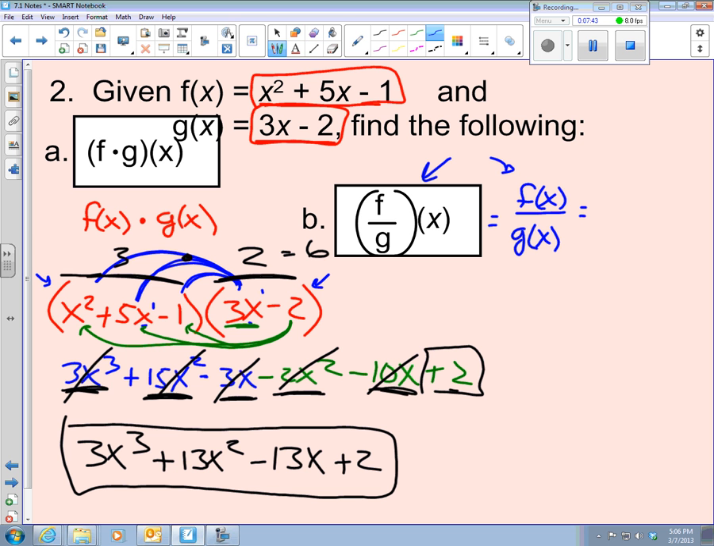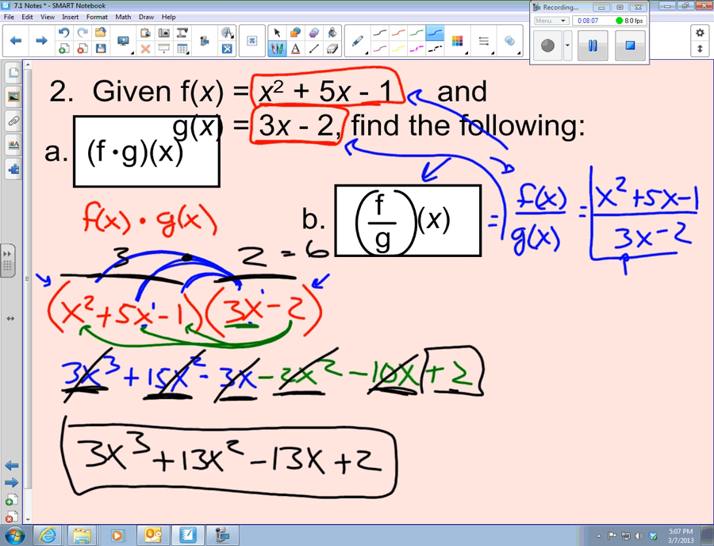Put the f of x function on top, the expression part of it. There it is. X squared plus 5x minus 1 all over g of x. And there that is, 3x minus 2. We can't use synthetic division even here because you have the 3 in front and it's got to be 1x. So we're just going to leave this just like that. When you get a function like this that you're dividing, I want you to write it as a fraction and you're done. And that's pretty much it.